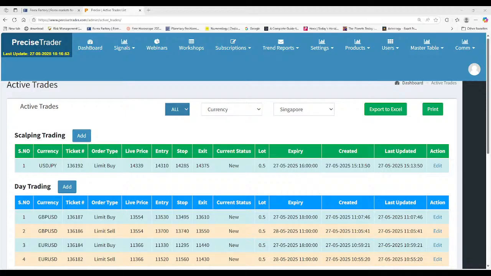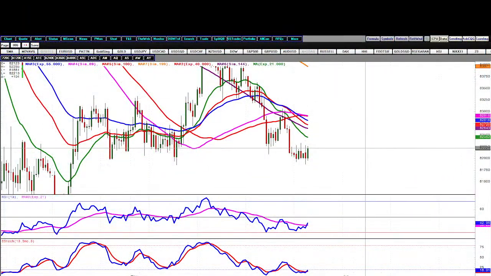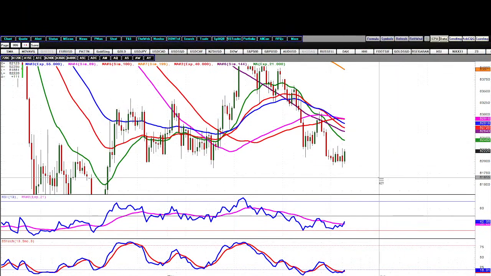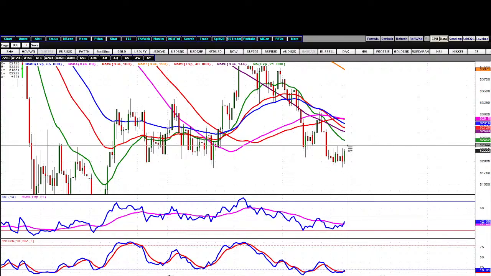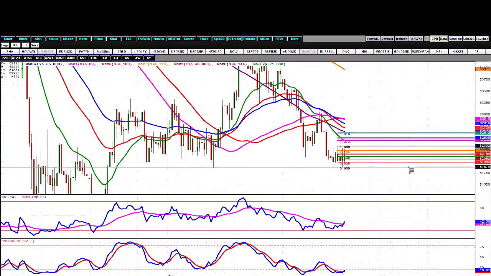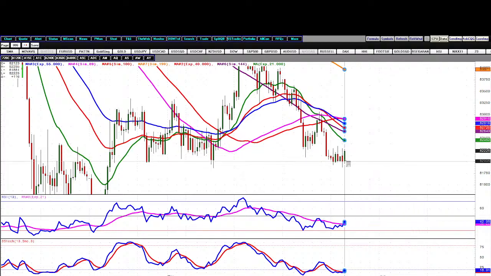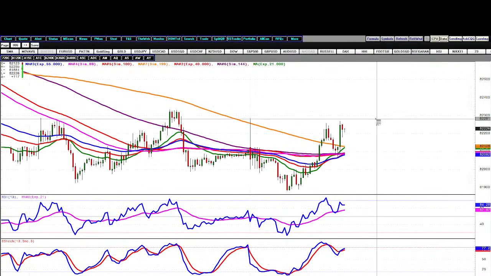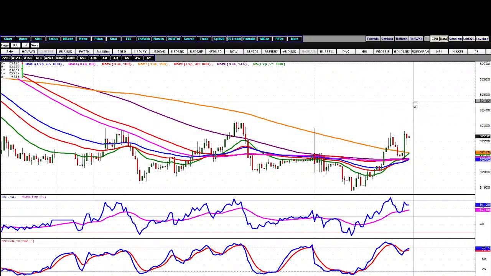Okay, let's see. Okay, so this is expected to be in a range at 82.45 or 82.60. So this is only for another 2 hours of strength. Okay, 2 hours of strength. Then after that it should come down.